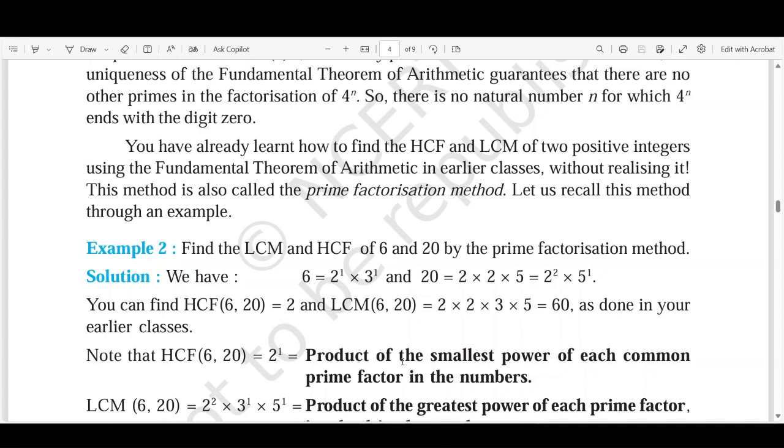LCM is nothing but least common multiple. So the common multiples we try to find for the two numbers 6 and 20. The least among them is 60. So the HCF and the LCM of these two numbers we have determined.